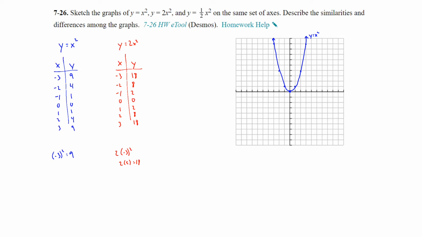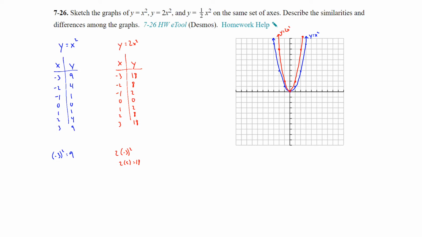So we'll go ahead and graph this. Negative 3, a little bit higher this time, so I won't graph it. Negative 2 is at 8. Negative 1 is at 2. Still at 0, 0. 1, 2, and 2, 8. And so you can see on this one it's a little bit more narrow than the original one. So this is y equals 2x squared. So same shape, but a little bit more narrow.